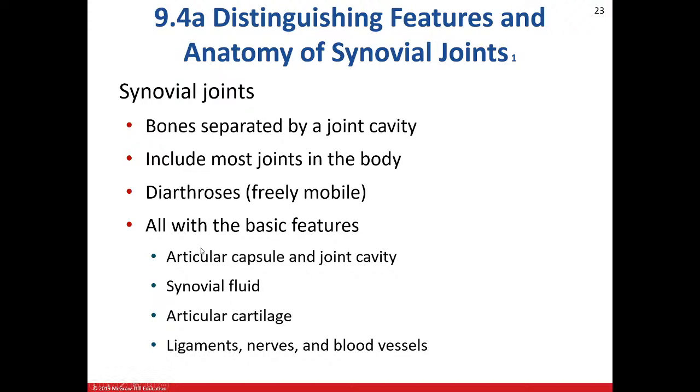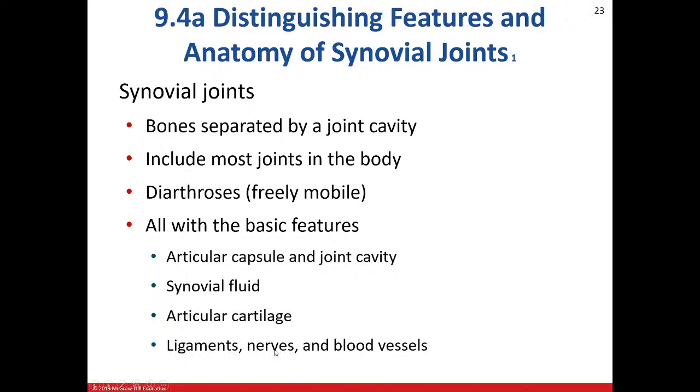We have an articular capsule which surrounds the joint and forms a joint cavity. That joint cavity is filled with synovial fluid, and we are going to find articular cartilage on the ends of the two bones in the cavity. And then ligaments, nerves, and blood vessels will be associated with the joint. Ligaments will be used to stabilize the joint, linking bone to bone.